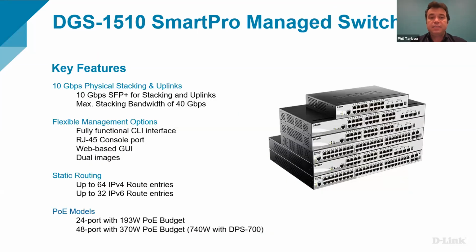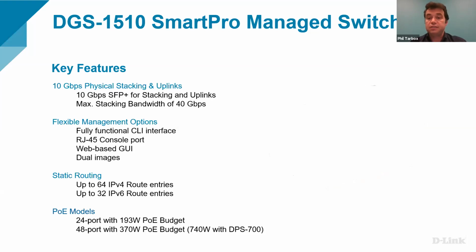Next up from that is our DGS 1510 Smart Pro series of managed switches. Won't go into all the details in here, but there's a couple of things I want to draw your attention to. Of course, this was the first switch that offers 10 gig connectivity. So SFP plus, our fiber connectivity, both for stacking and for uplink. A maximum stacking bandwidth of 40 gig. So a very, very fast connection going there between those switches.